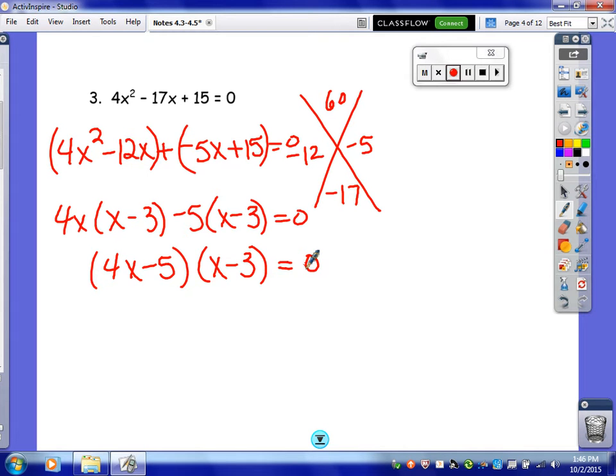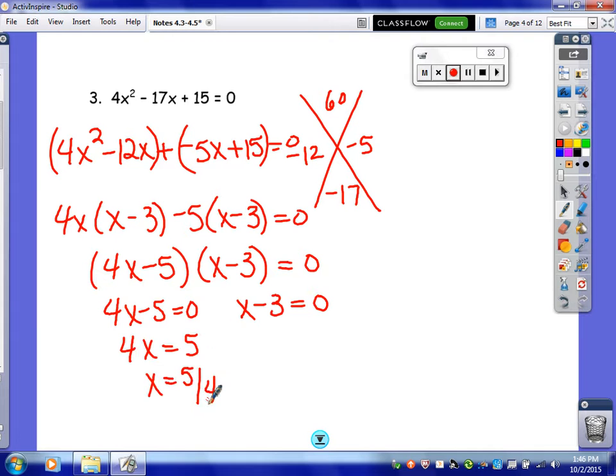So next we're going to apply the zero product property. Solve for x. So x is equal to 5/4. And here again, solve for x, and x is equal to 3. Okay, so our two answers are 3 and 5/4. Here again, check your answer. Plug them back into the original equation. Make sure they both work.